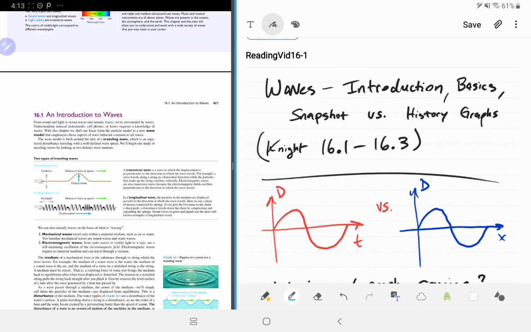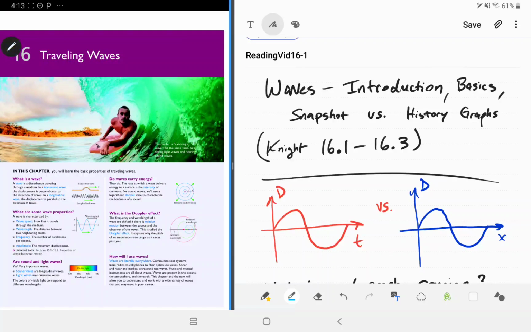Hello, this is the first video on chapter 16 on waves. Chapter 16 is on traveling waves, and then chapter 17 is also on waves, but standing waves. Basically this chapter is some of the basics of waves, and then in chapter 17 we combine waves in certain ways. So we'll hold off on that until after quiz 1.